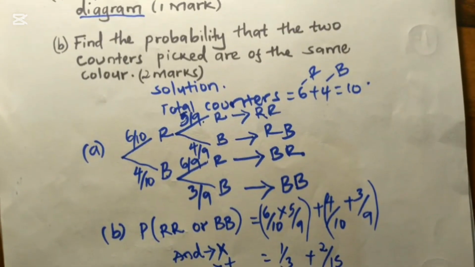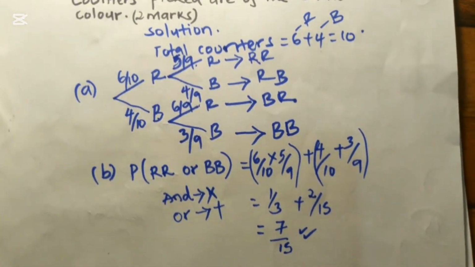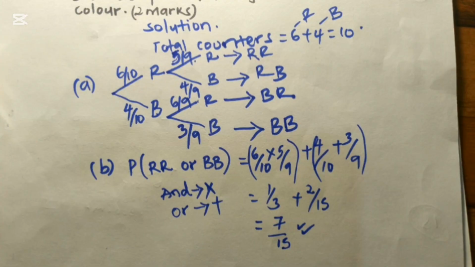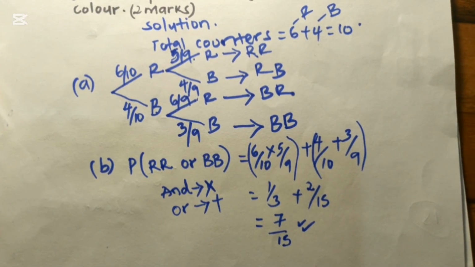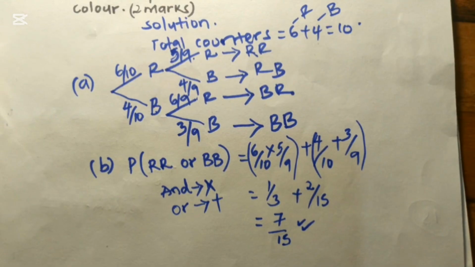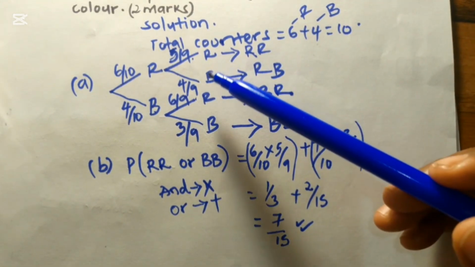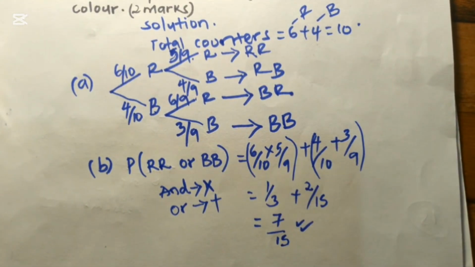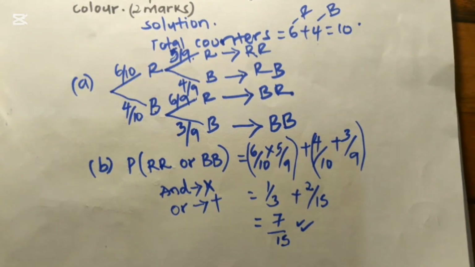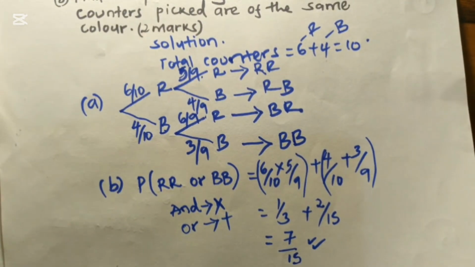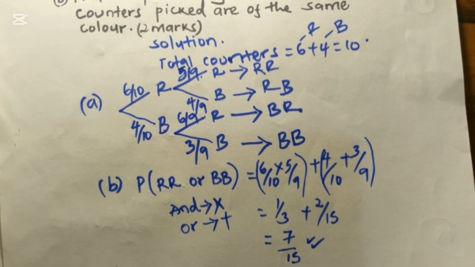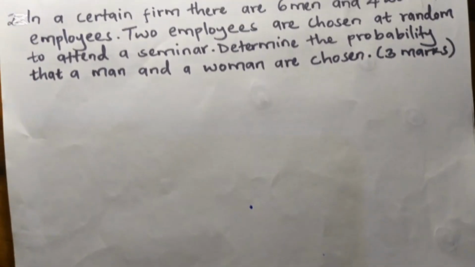Very simple, but some students, I don't know what's up with probability to them. They end up getting it wrong, because remember, when you miss it at this point, then definitely you cannot get any mark, or you're going to miss part B. So from there, we move to the next question, question 2.